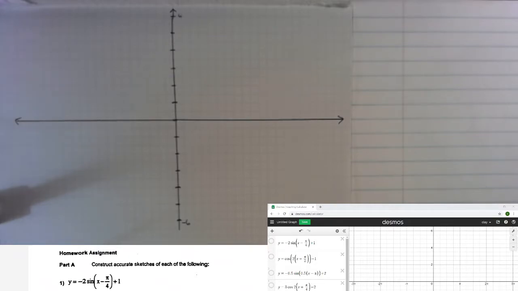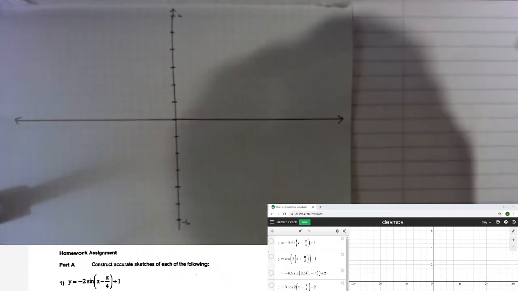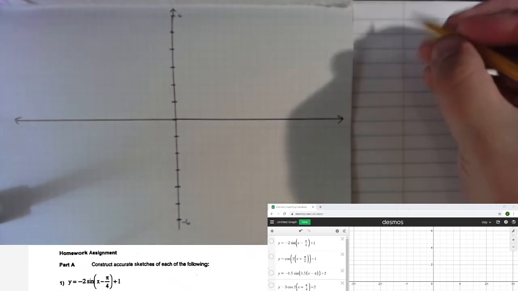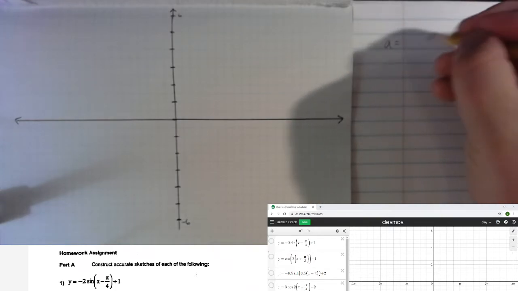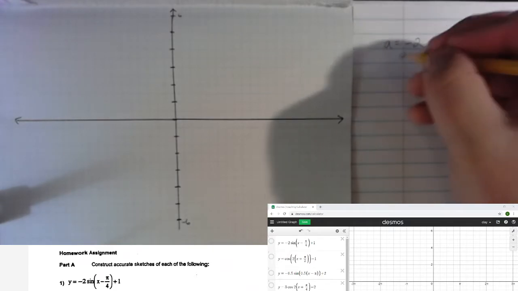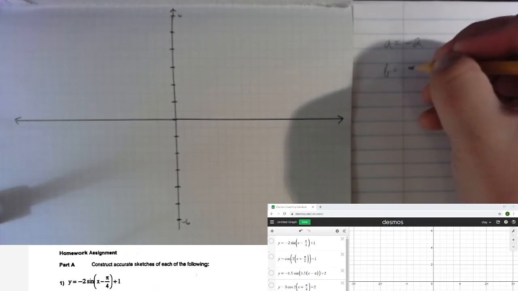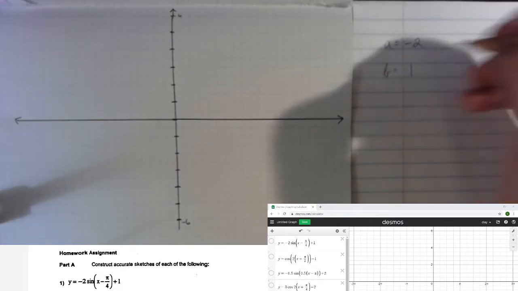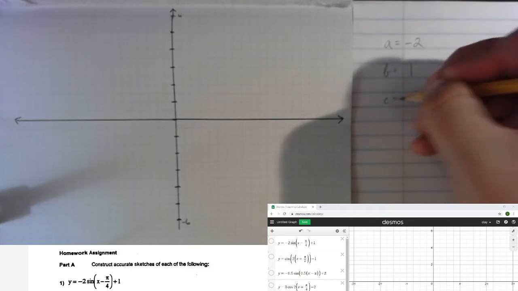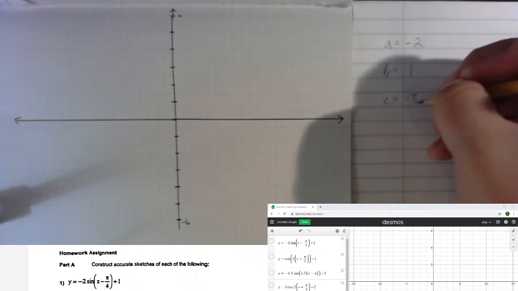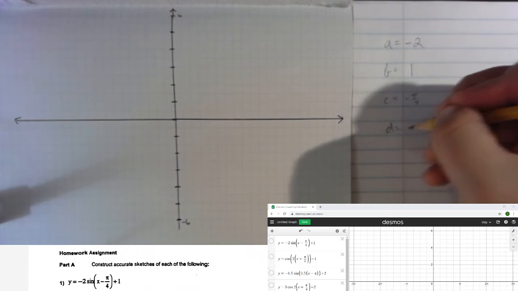So I'm going to start with number 1. Construct an accurate sketch of y equals -2 sine (x minus pi/4) plus 1. So let's start by figuring out what a, b, c, and d are, shall we? Okay, so our a value is definitely -2. Our b value is just 1. There is no extra b value. Our c value is minus pi/4. And our d value is 1.